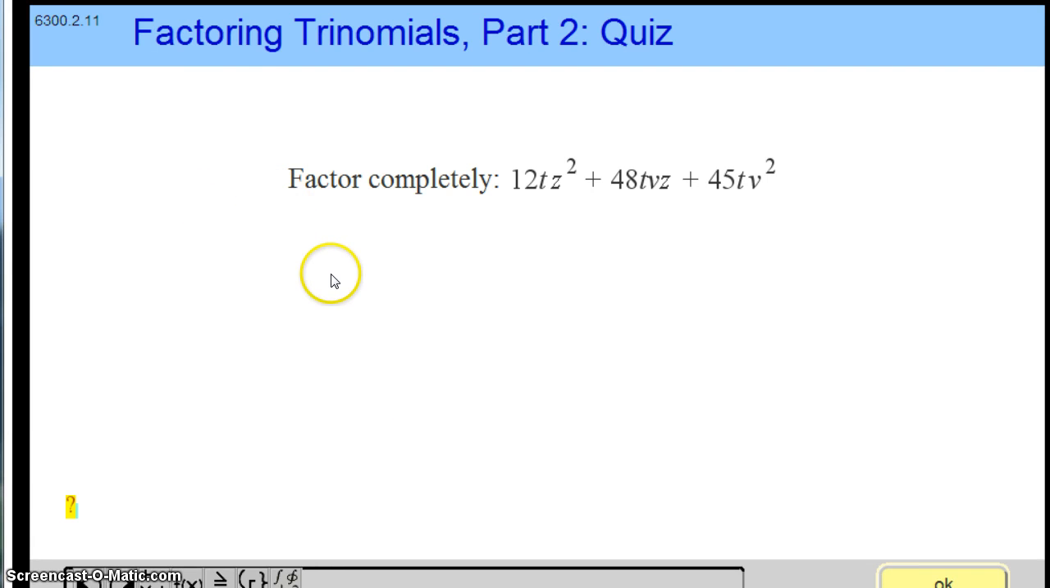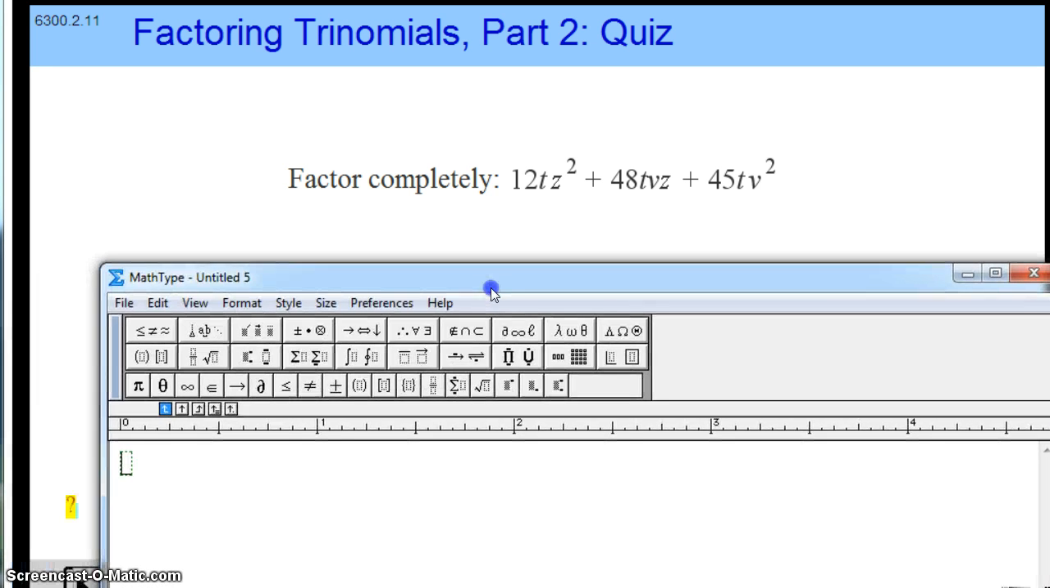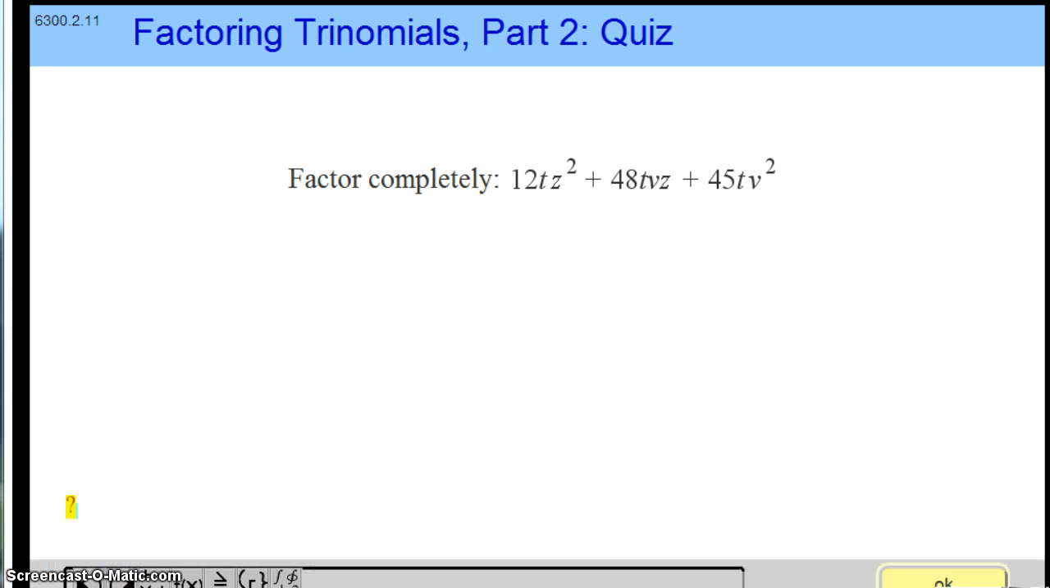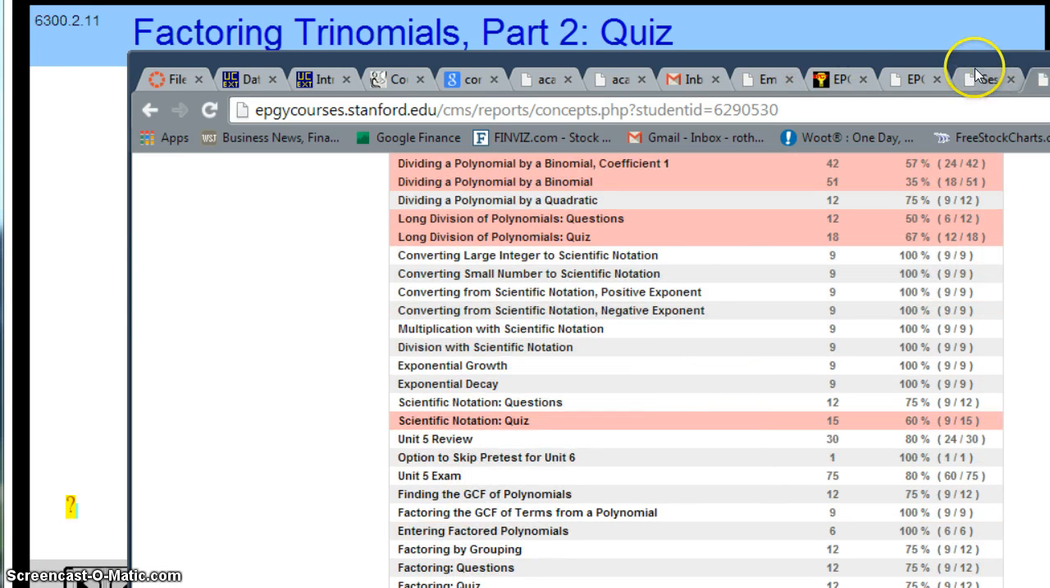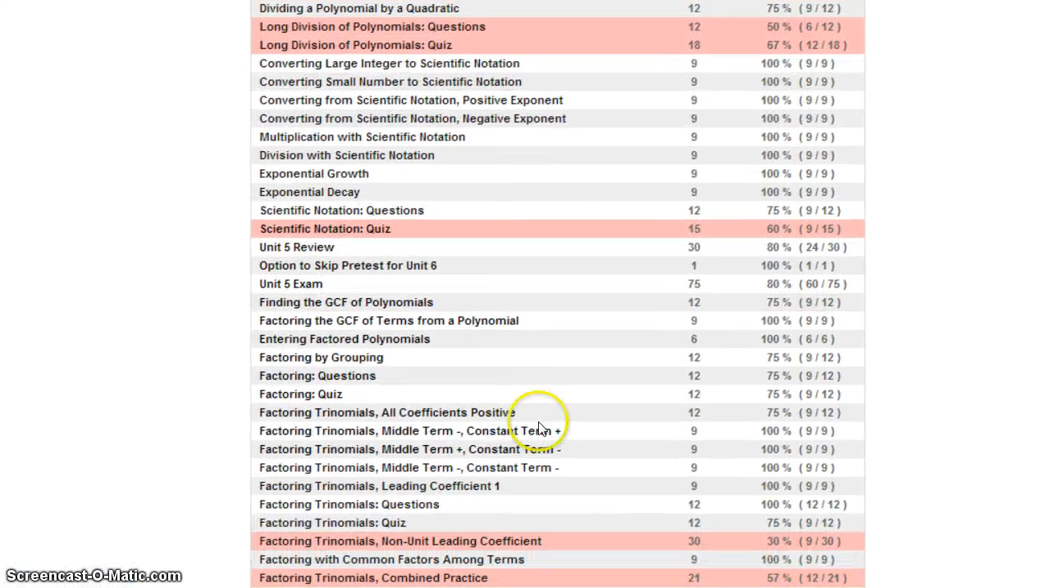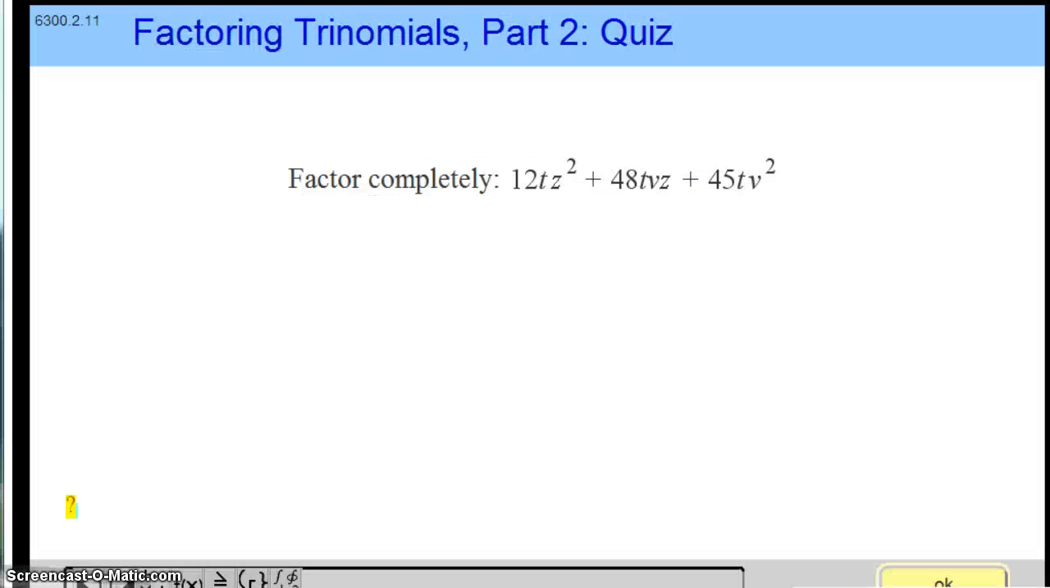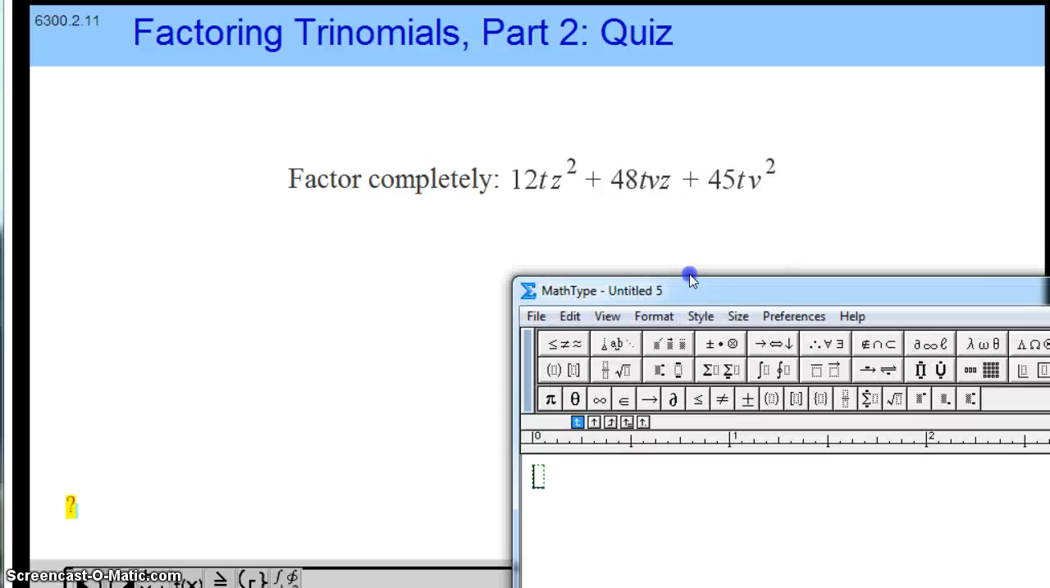Okay, so this is the Factoring Trinomials Part 2 quiz. I know this looks really ugly, and it is. The strategy here is we're going to use all those tricks that we learned during the chapter, like factoring trinomials, middle term minus, constant term plus, all these types of things. I like to call it reverse FOIL because it's FOIL in reverse. So if I say that, that's what I mean.